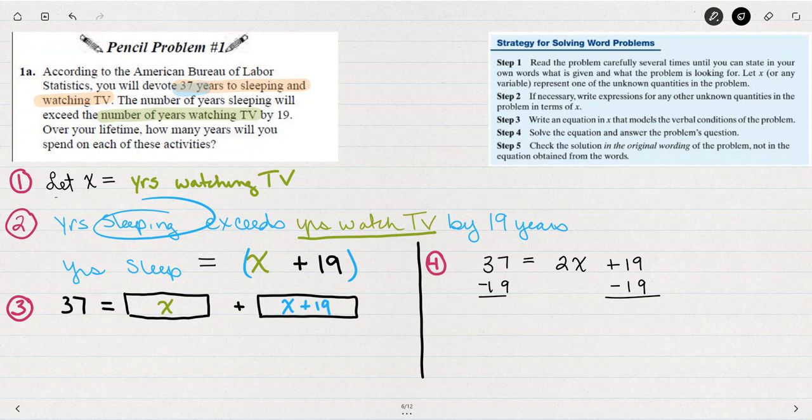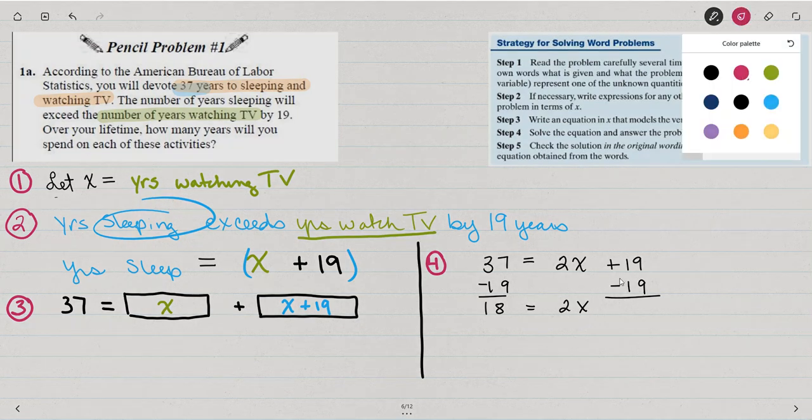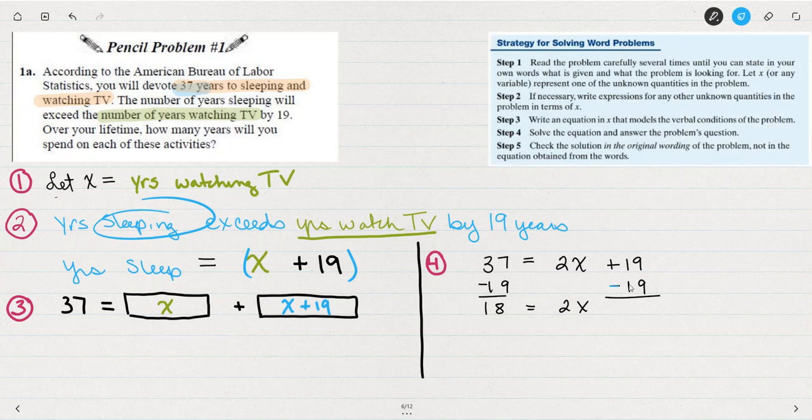So 37 minus 19 gives us 18. 18 is equal to 2x. As I continue to work towards isolating that x, it looks like I need to divide by 2. Let me show this in color in case anyone's looking back later. You see what I've done to change the equation is I subtracted the 19, and now I'm going to divide by 2.